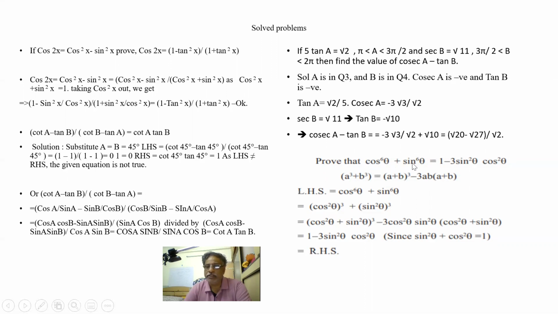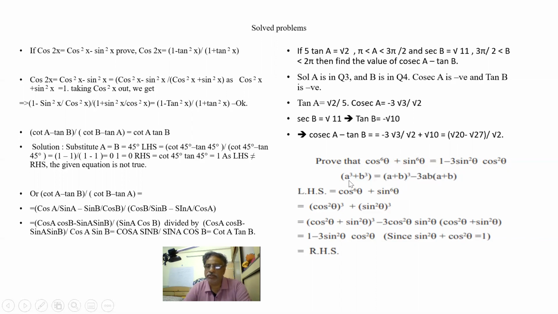Prove that this is equal to this. So we know the formula: a cube plus b cube is (a plus b) into (a plus b) whole cube minus 3ab into (a plus b). Actually, (a plus b) whole cube is what? a cube plus b cube plus 3ab into (a plus b). So this we have brought to this side.